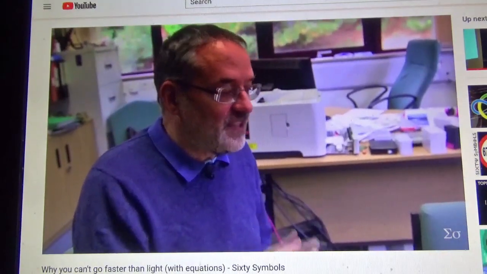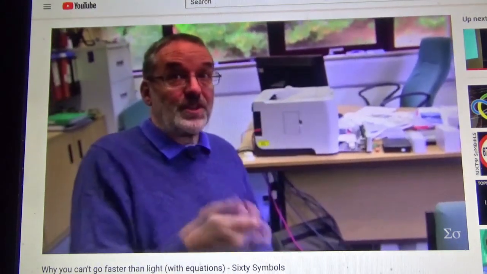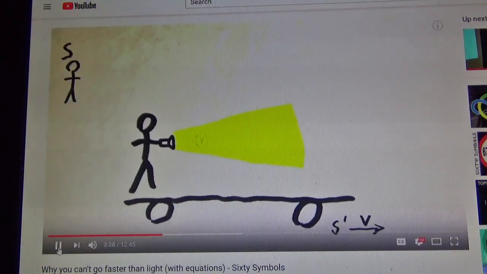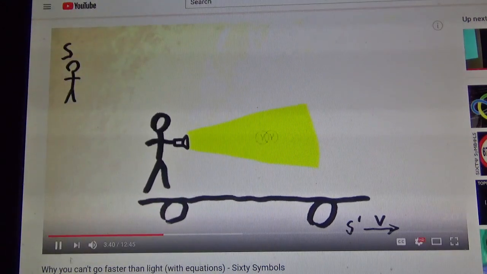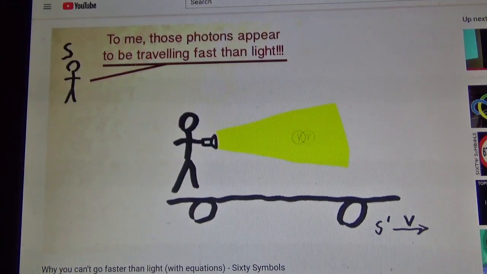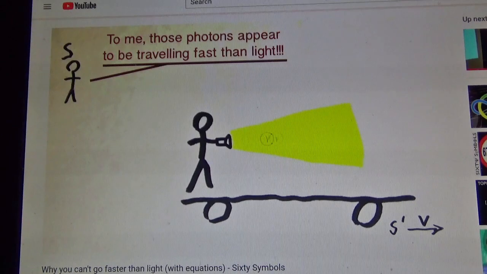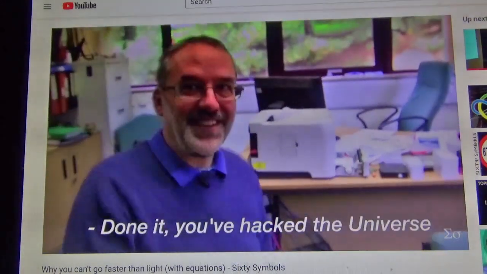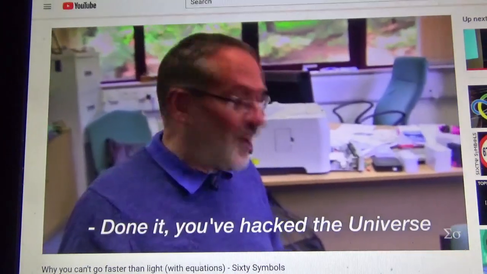Supposing instead of rolling a bowling ball, the person on the train was actually shining a torch along the train, then the torch beam would be travelling at the speed of light relative to them. And then if you ask, well, how fast would the torch beam then be travelling relative to you? Well, it would be the speed of light plus the speed that the train's moving away from you, and that's faster than the speed of light. No, you've hacked the universe. Exactly. It's sorted. Unfortunately, relativity takes care of that, and it's not really the way that things work.